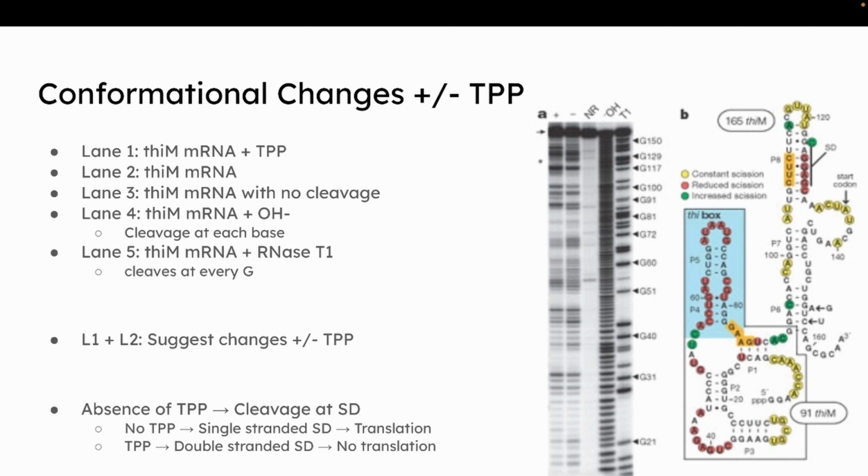But the most important part is that this SD region, also known as the Shine-Dalgarno sequence, is where ribosomes bind. We can see increased cleavage when there's no TPP.